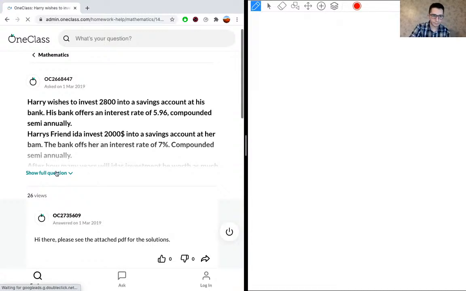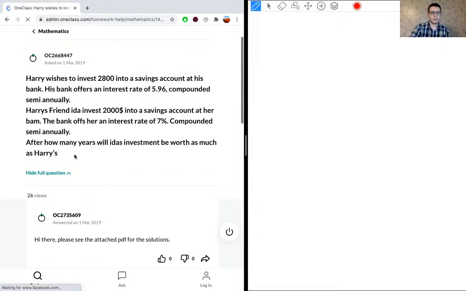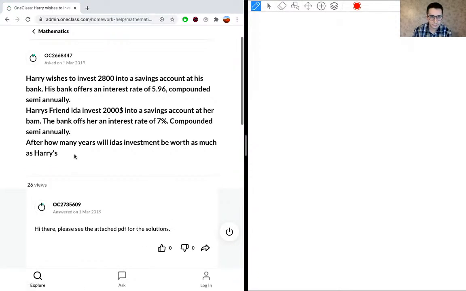Okay, so the next question we have here is an investing math question. Harry wishes to invest $2,800 into a savings account at his bank. His bank offers an interest rate of 5.96, compounded semi-annually. So I'll just write that down. He invests $2,800, and the interest rate is 5.96%.